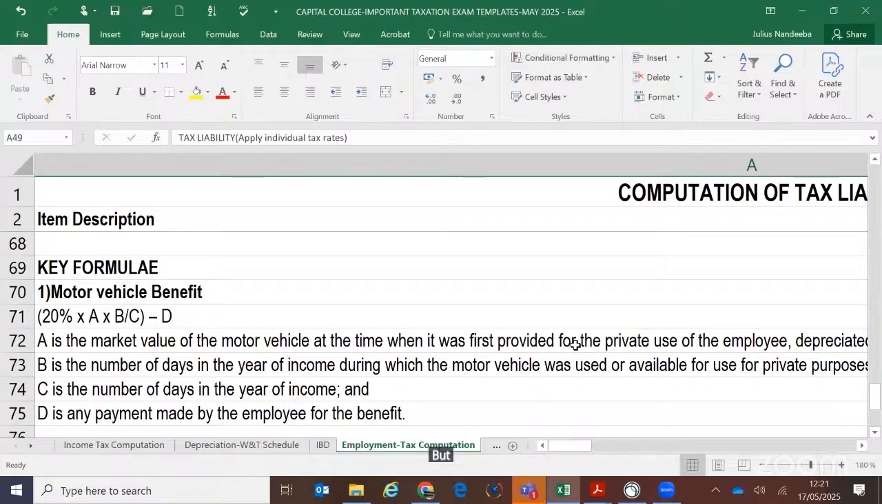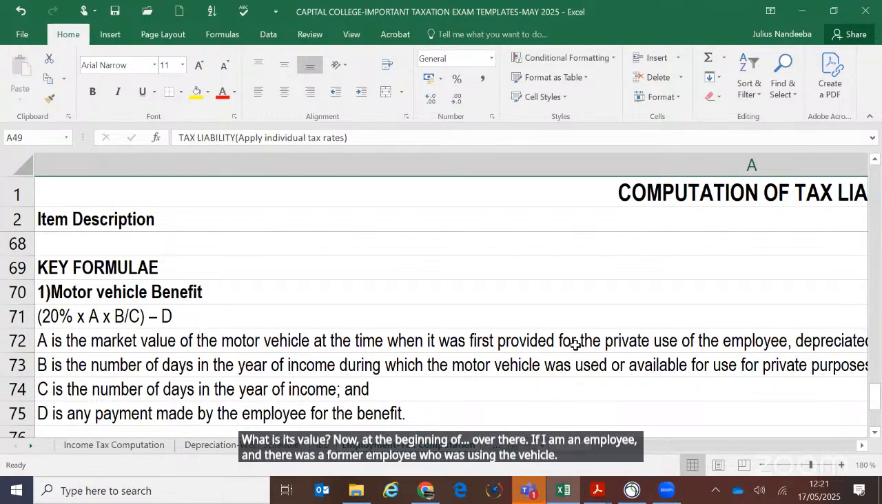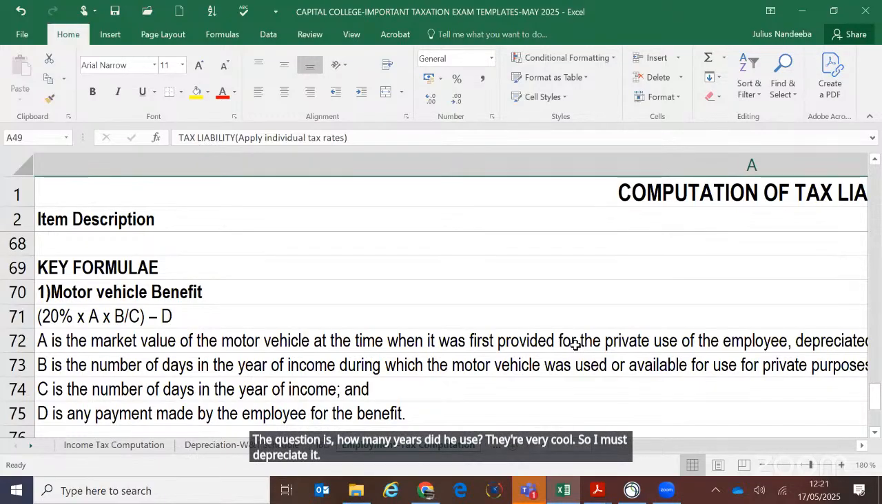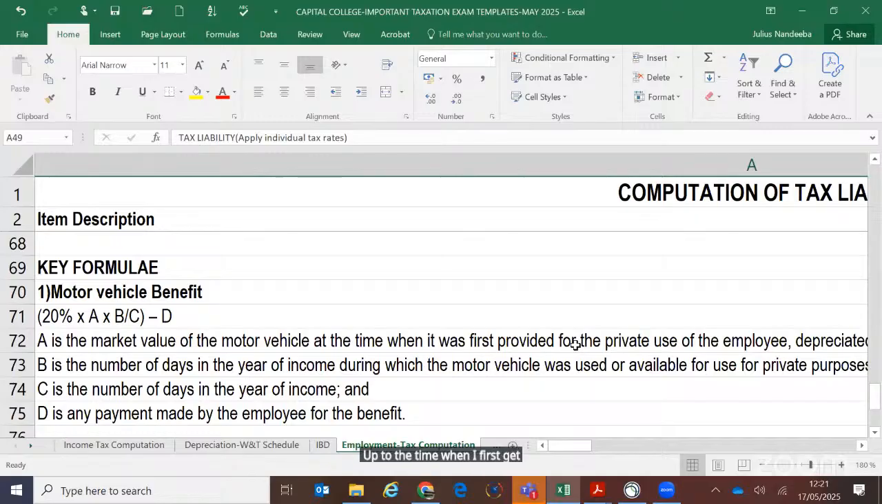But if I am the same employee, I used this vehicle last year, and I am using it this year, I must depreciate that 200, because that was the cost of the vehicle then. What is its value now, at the beginning of the year? If I am an employee and there was a former employee who was using the vehicle, the question is, how many years did he use the vehicle? So I must depreciate it up to the time when I first get that vehicle.